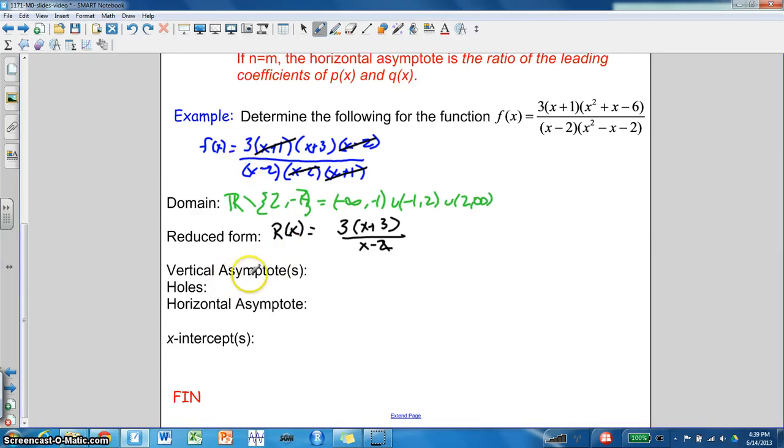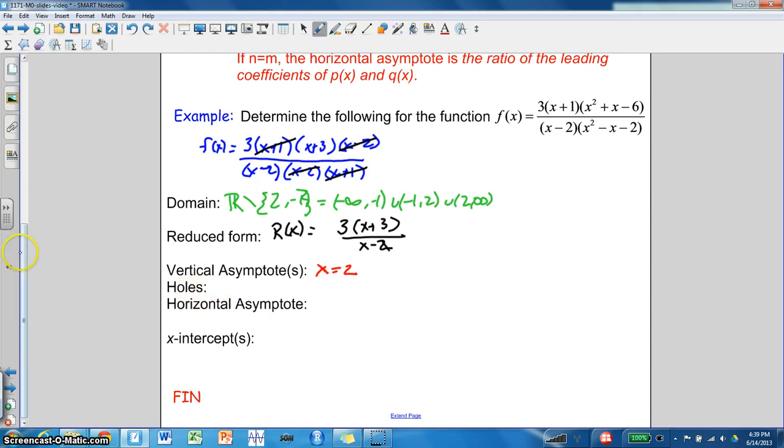Now vertical asymptotes: up above, it says that vertical asymptotes come from the reduced form. So what values make the reduced form undefined? This is just 2. So I have a vertical asymptote when x is equal to 2.